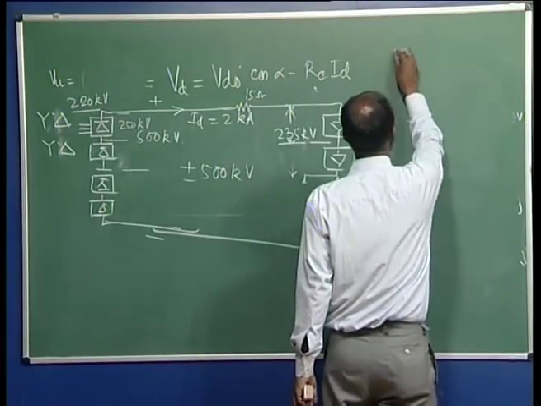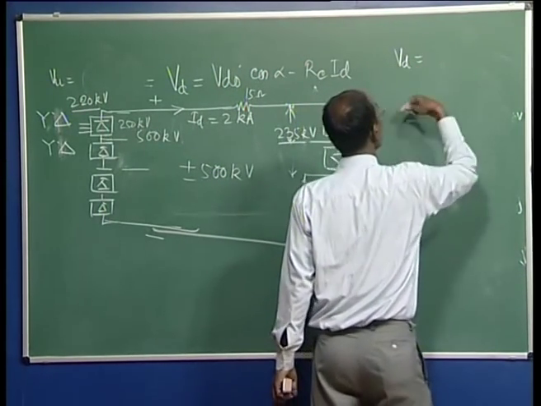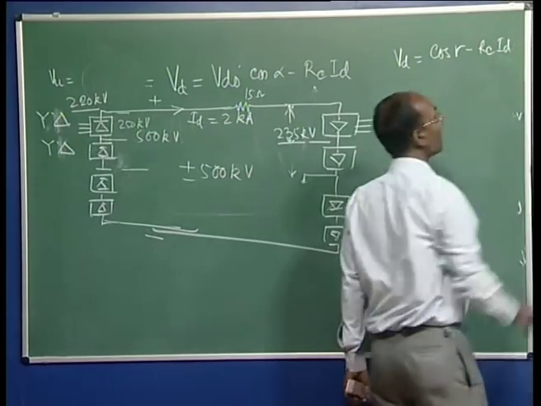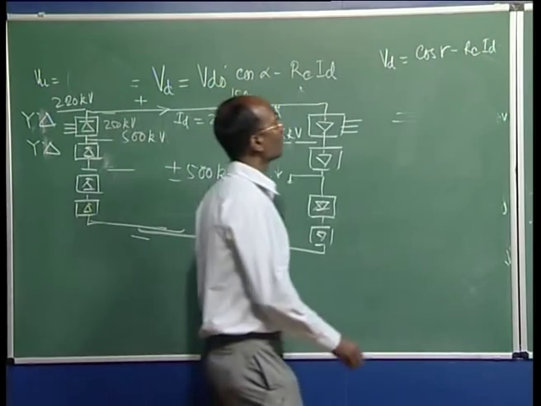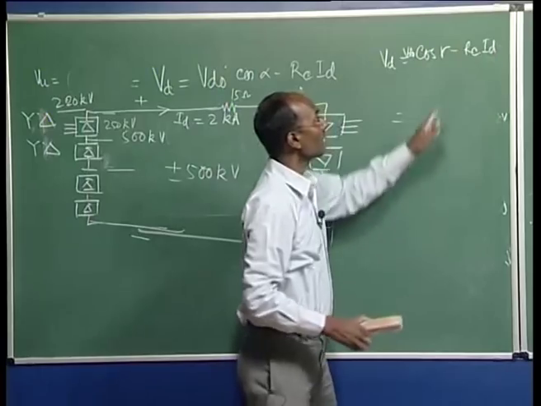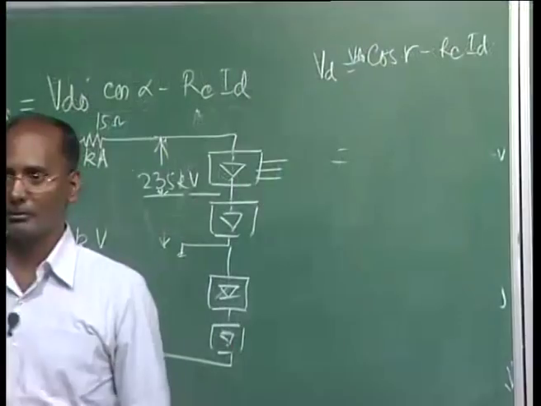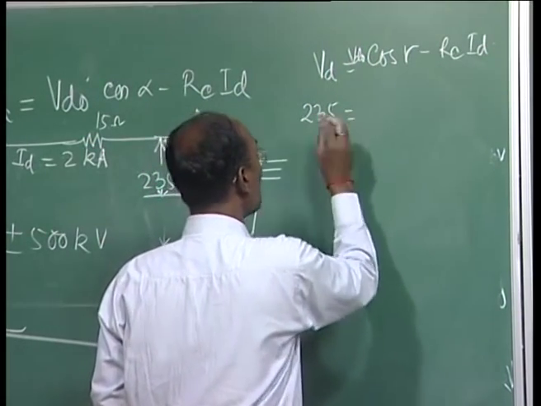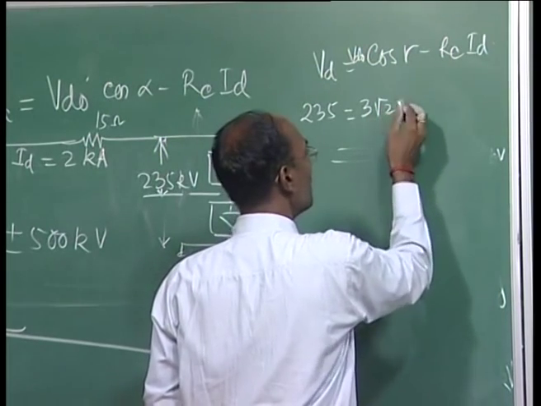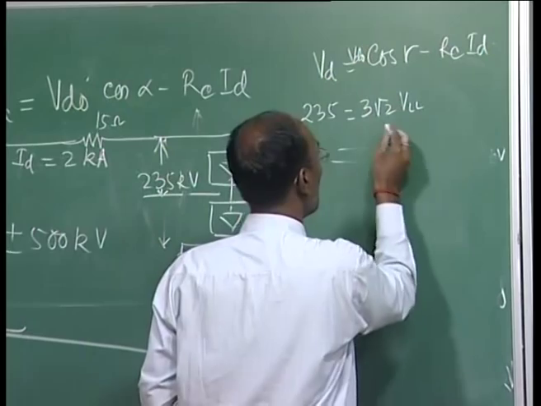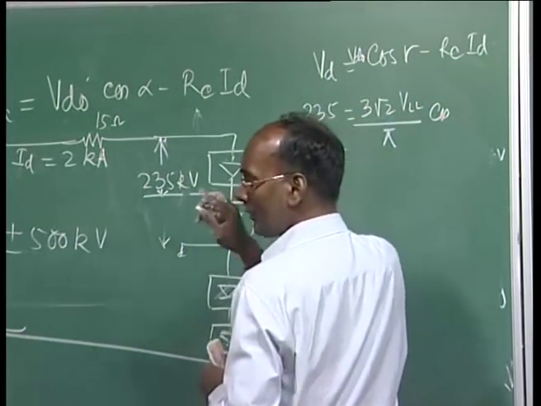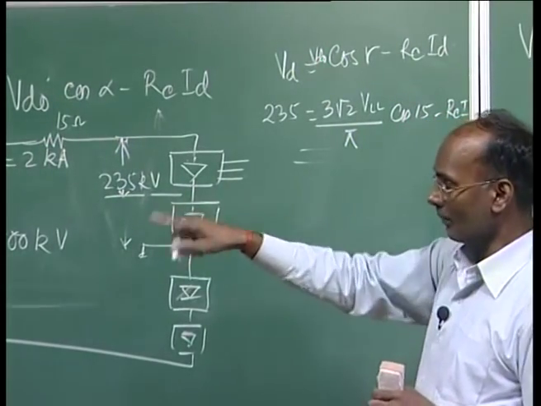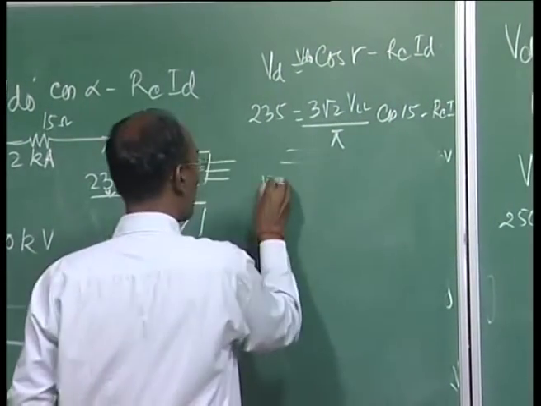This expression, we know this is in terms of this, we again can write this VD here, it is VDO cos gamma minus RC ID. Yeah, sorry, here you remember it is a minus when the gamma, if the beta you are using it is a positive. Already we defined all these equations. So, now for this case we have 235 kilovolt, and here 3 root 2 times the VLL of this side divided by pi, cos gamma, given 15 degree, minus RC into ID. ID is given 2 kilo ampere, RC is given, same as already calculated, and put it here, you will get the VLL for this side.